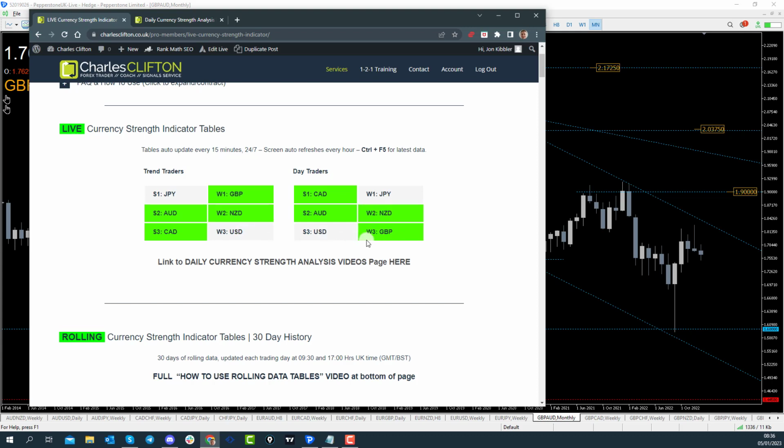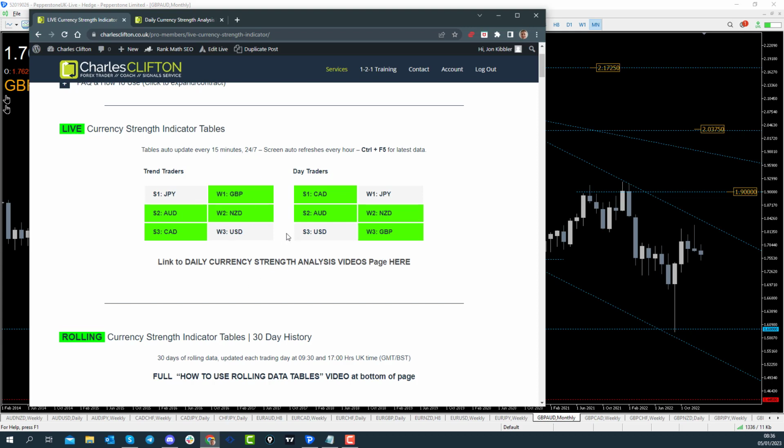Now you can see the dollar and the yen feature twice on these tables, and they're not highlighted in green. That's because they're on the opposite side of the table, so basically showing us that there is no confluence between the two trading time frames.